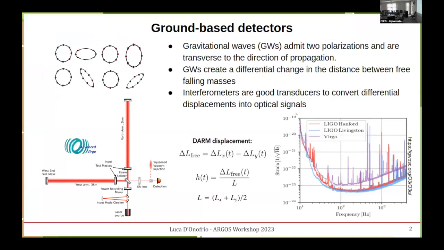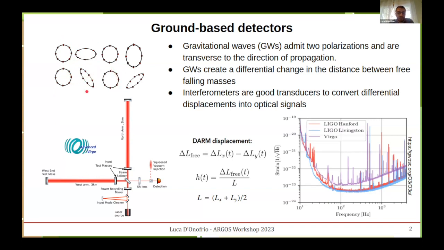Let's start from the gravitational waves that are small perturbations in space-time. These waves are transverse to the direction of propagation, and you can see the effect of the passage of a gravitational wave on a ring of test masses in this picture. You see the effect of the plus and of the cross polarization. Basically, the effect is a differential change in the distance between these free-falling masses.